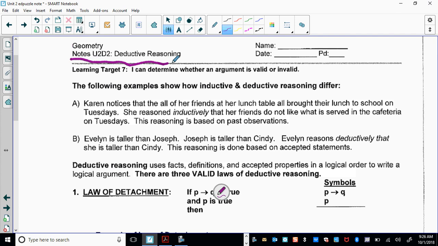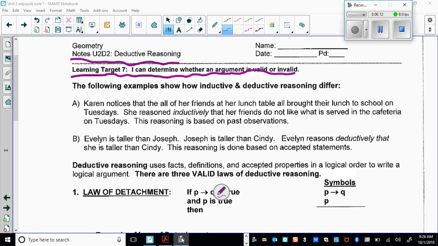Now we're going to deal with Unit 2, Day 2, which is deductive reasoning. Remember, Day 1 was inductive reasoning, but today we're going to do deductive reasoning. Our learning target is: I can determine whether an argument is valid or not.